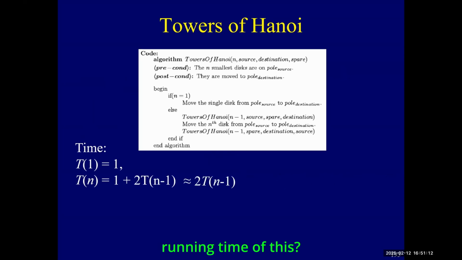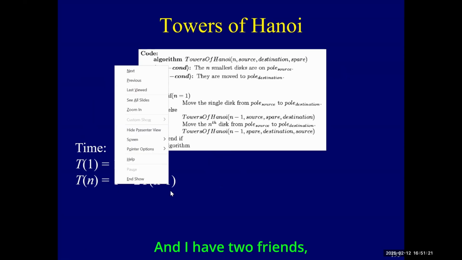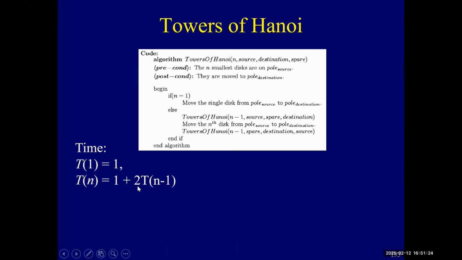So what's the running time of this? Well, I'm personally moving 1 disk, right? And I have 2 friends, and each friend has n-1 disks, right? So you'd see the key difference between this and what we were doing before is before it was n divided by b, right? We were doing damage to the n. But now we're not really. We're just making it a little smaller.